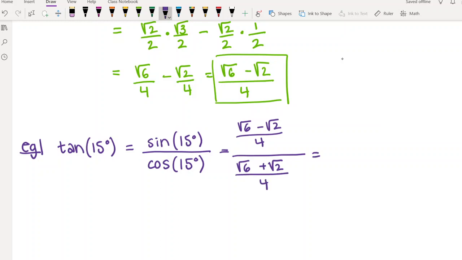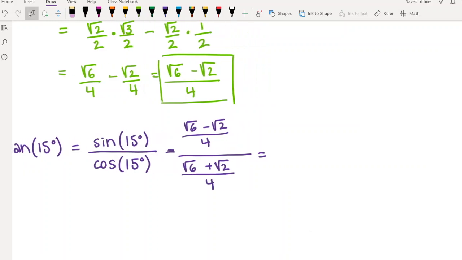So when you have the same denominator in both of these things that you're dividing, they basically cancel each other out. Or you could rewrite this as multiplying by the reciprocal, but either way you'll get to this answer. You'll get to square root of 6 minus 2 divided by square root of 6 plus 2.